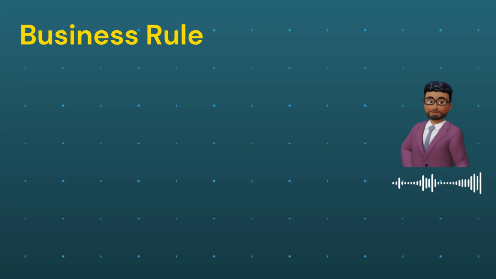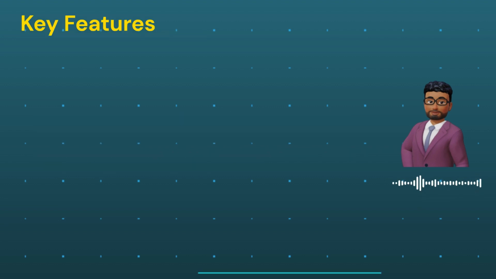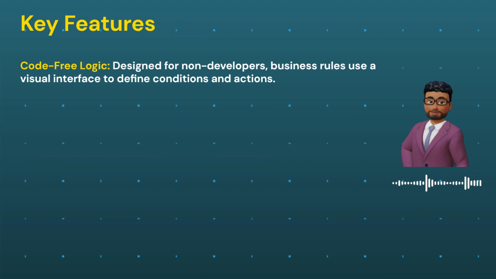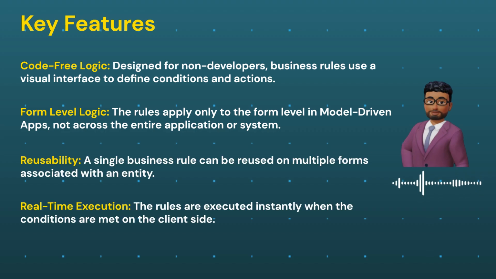Now let's understand what is a business rule. These are a powerful feature used to implement and enforce logic directly on the forms without requiring any code. They enable makers to define conditional logic to automate actions such as data validation, setting field values, showing or hiding fields, enabling or disabling fields, and much more. The key features of business rules include code-free logic, form-level logic, reusability, and real-time execution.